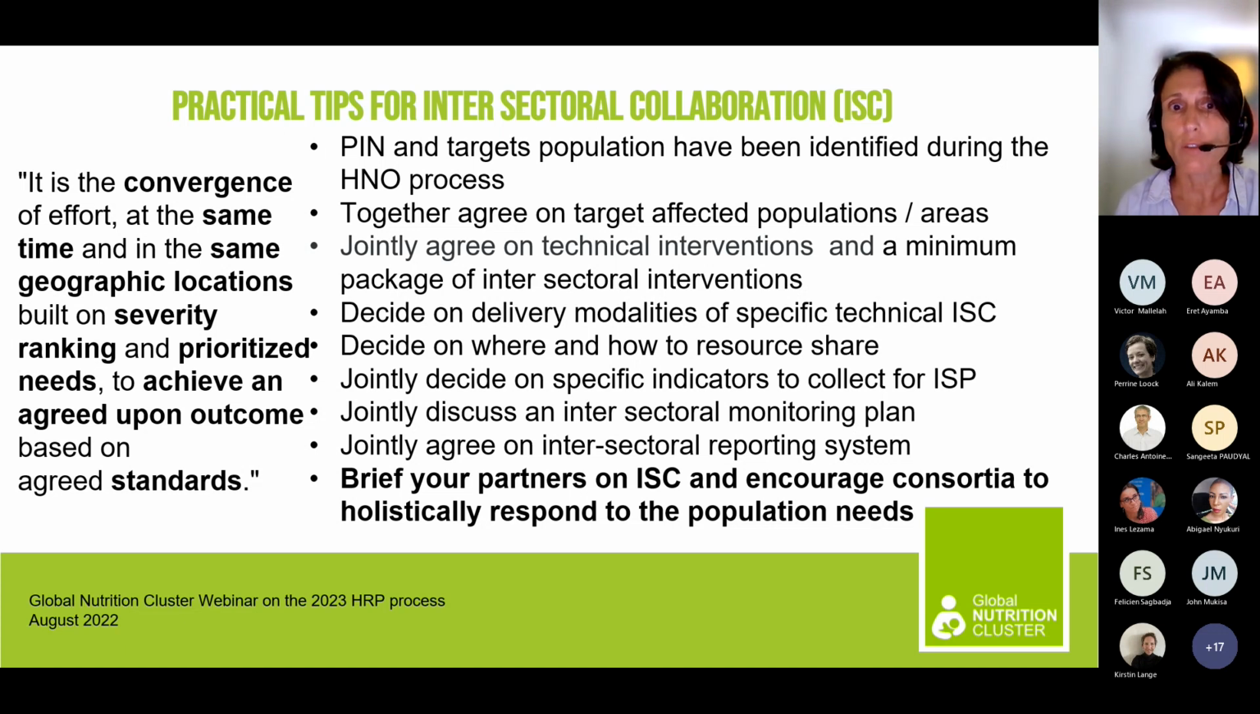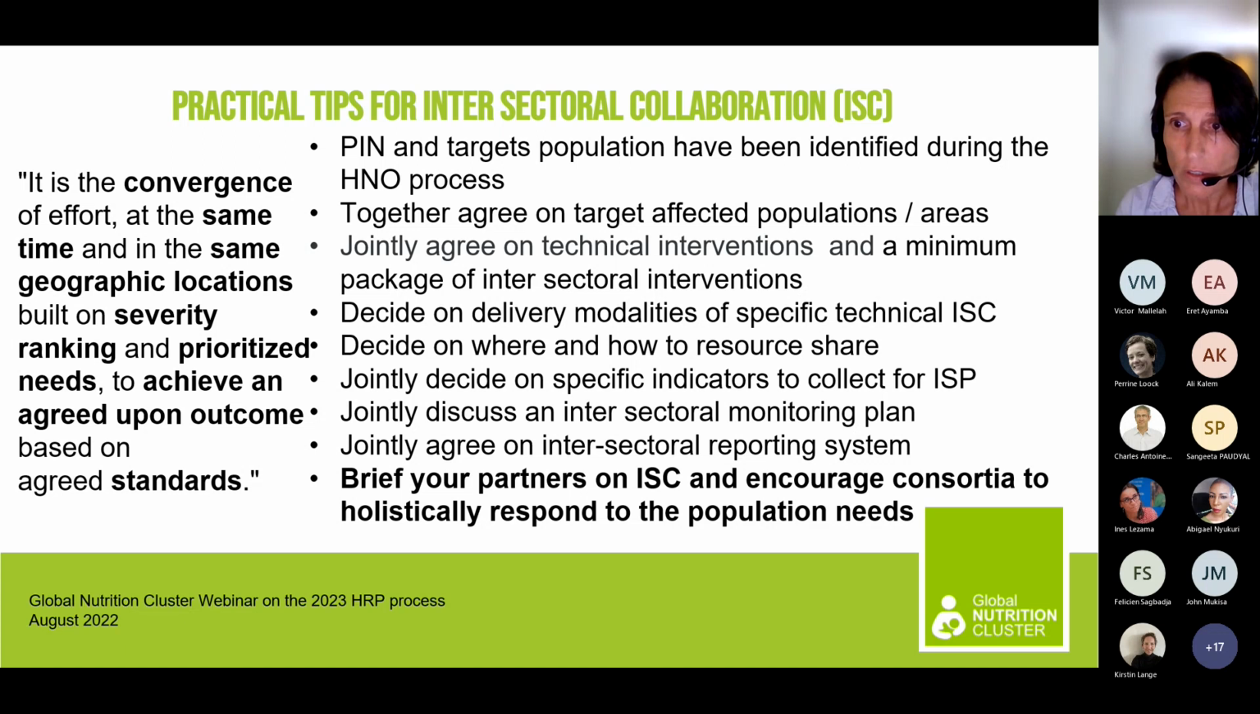So the idea to work together is to improve outcomes for the affected population. And we work much more in depth to make sure that our interventions are converging at the same time and the same place for the same people in need. That requires quite some work together before deciding where we are going to intervene. I'll go through the steps after. But it's important for you to separate the two a bit, not that it's completely different, but during ISC, there is much more depth and work that we have to achieve together.